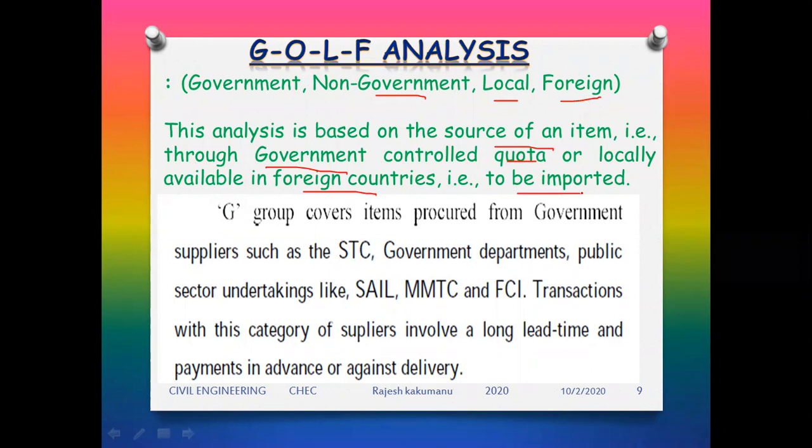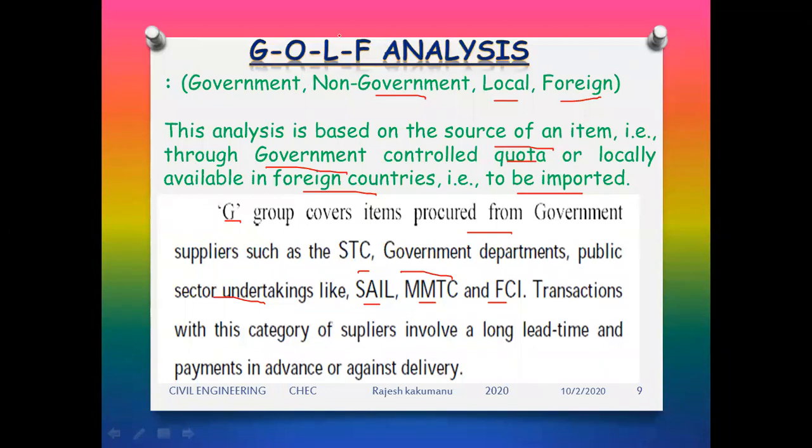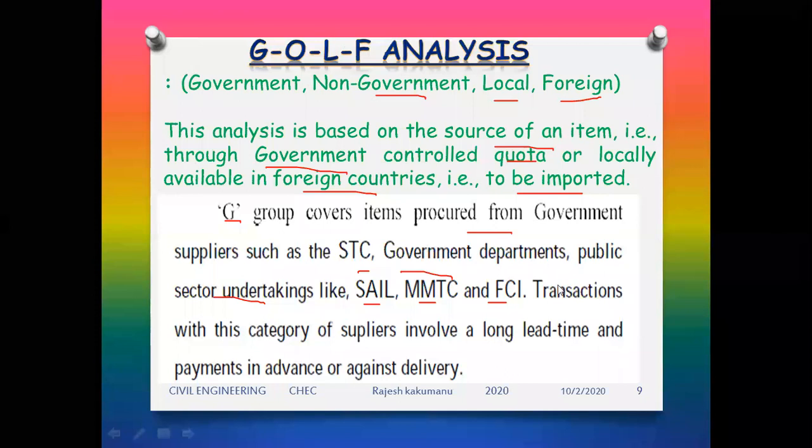So if you see the analysis, what is the meaning of G here? The G means the group covers the items procured from government supplies, such as STC, government departments, public sector undertakings like SAIL, MMTC, FCI, BHEL, ECL, BEML. So like this, we have a number of Navaratna companies in India, where we get the materials from. Transactions with this category of supplies involve a long lead time and payments in advance or against delivery.